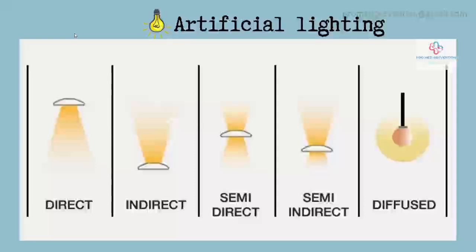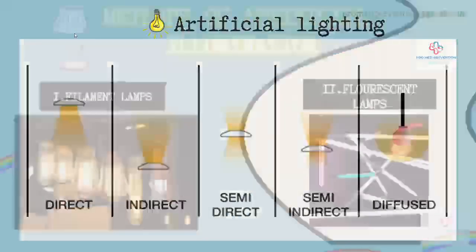You can just see the pictures and note down these things. Next is semi-indirect. Here 60 to 90% of the light is upwards and the rest downwards. And the last one is known as the diffuse. Here light is distributed equally, and no one system can be recommended to the exclusion of the others. These are certain methods of artificial lighting.